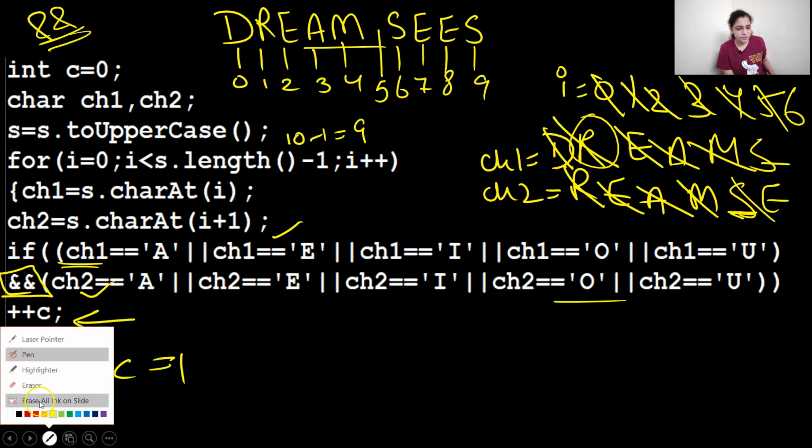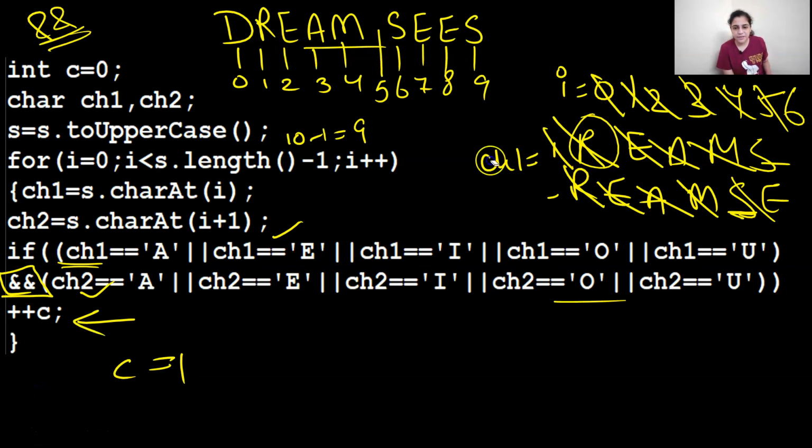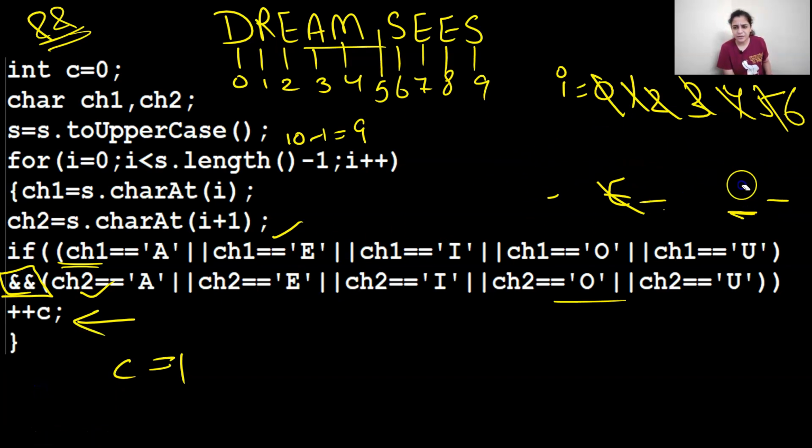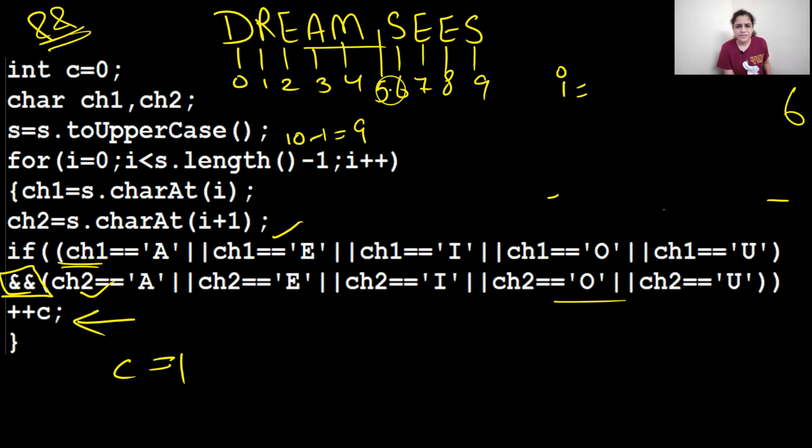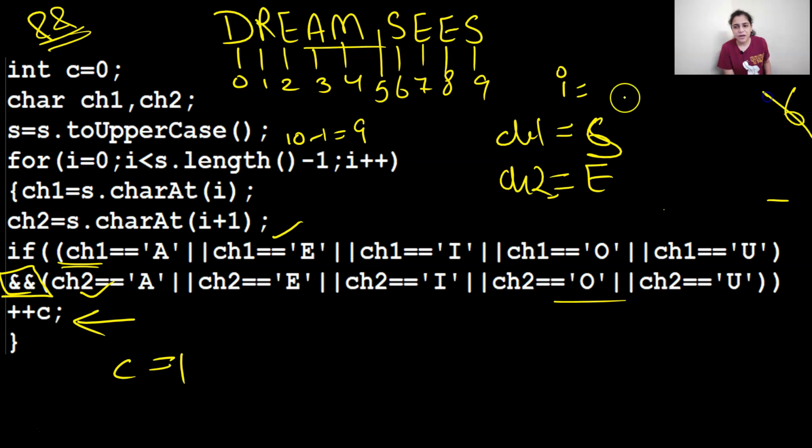So let me erase a few points so that I can get some space. The I value is now 6. Let's see what happens with 6. ch1 is S, and ch2 is E. So S and E, condition false. Now I value is 7. So 7 will be E and I plus 1, 8. What is at 8? Again E. E is a vowel, ch2 E is a vowel. Now count will be incremented to 2.